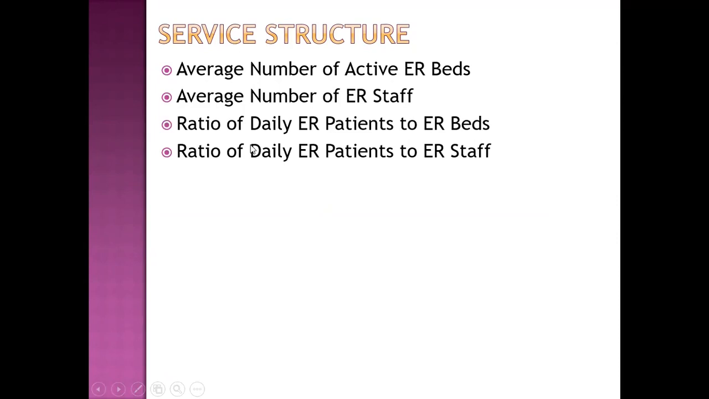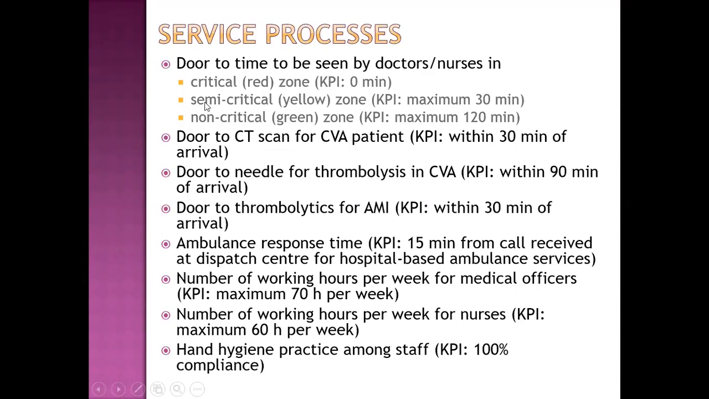Service structure also includes average number of active emergency room beds, average number of emergency room staff, ratio of daily emergency room patients to emergency room beds, and ratio of daily emergency room patients to emergency room staff. Then service process indicators include door to time to be seen by doctor or nurses in cases of red zone, yellow zone, or green zone, and desired are immediate, within 30 minutes, and within 120 minutes.